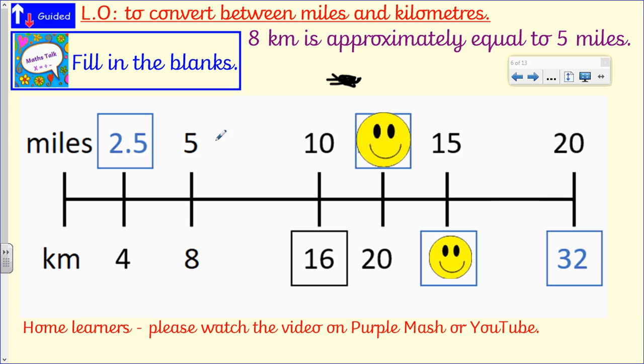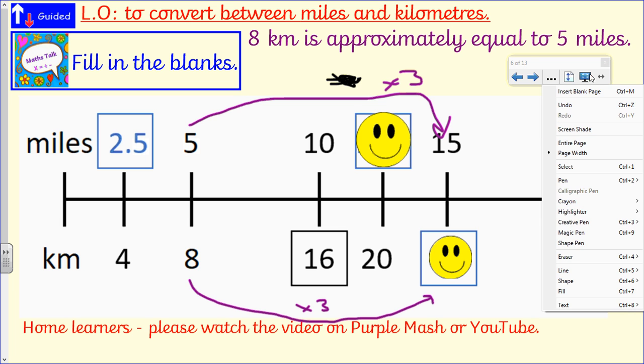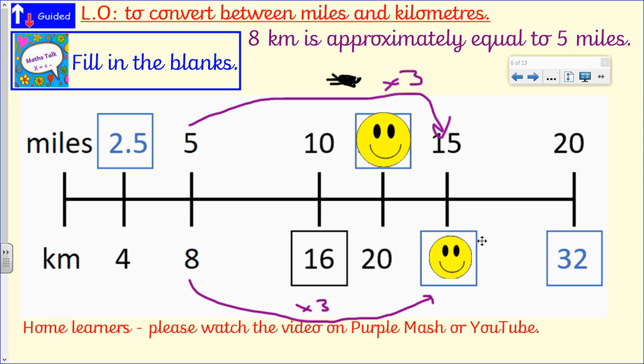I picked up a pen for a little while. So 5 miles, if I times it by 3, I'll get to 15. So if I times that 8 by 3, I should know how many kilometres that is approximately equal to. Where have you gone, Select? There we go. I always lose it.